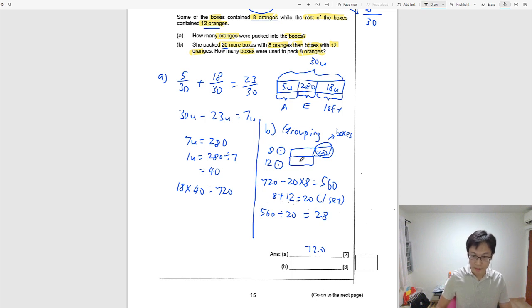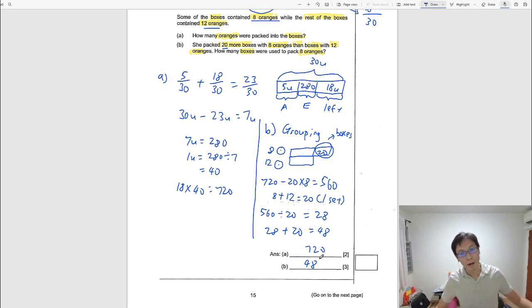Alright, so 28 is for 1 unit over here. Okay, so basically there are 28 boxes of 12 oranges. And to find the number of boxes of 8 oranges, you simply take 28 plus the extra 20 boxes. And the answer is 48 boxes.